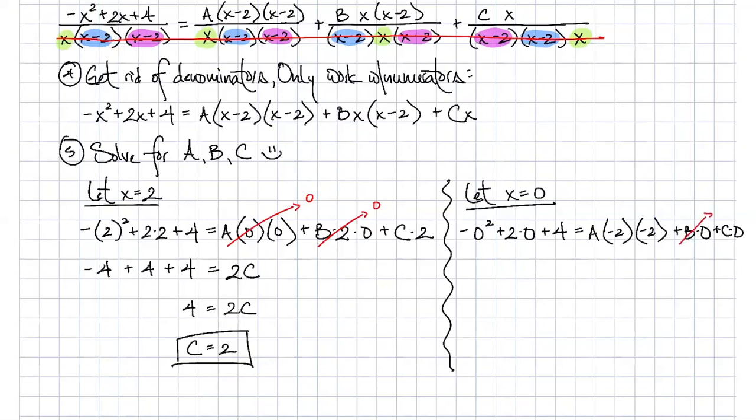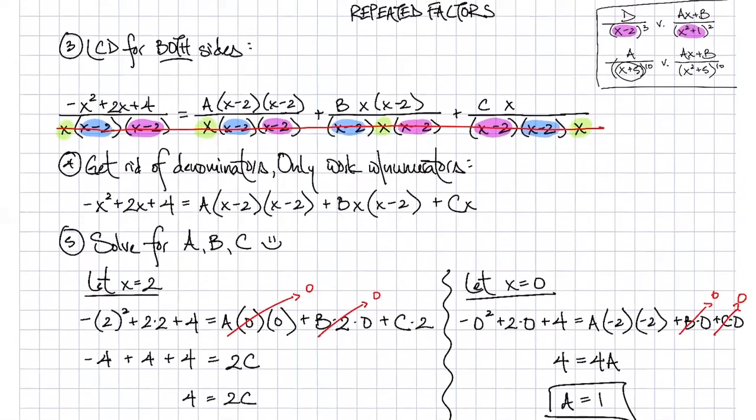And these go to 0, which is good. And this simplifies to giving us 4 on the left-hand side equals negative 2 times negative 2 is a positive 4A. So then A equals 1. Yeah? So by this shortcut, we were able to find A and C. That means the only thing left that we need to find is B. Okay?